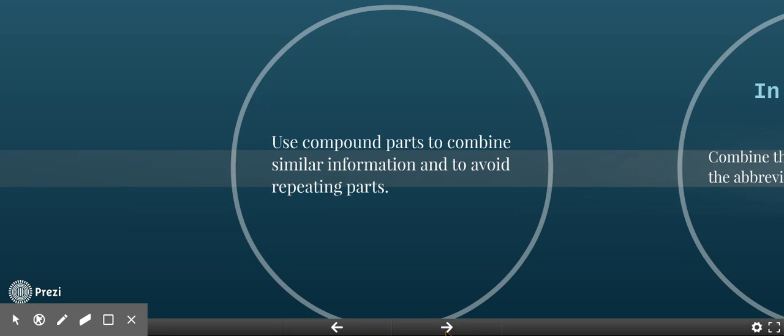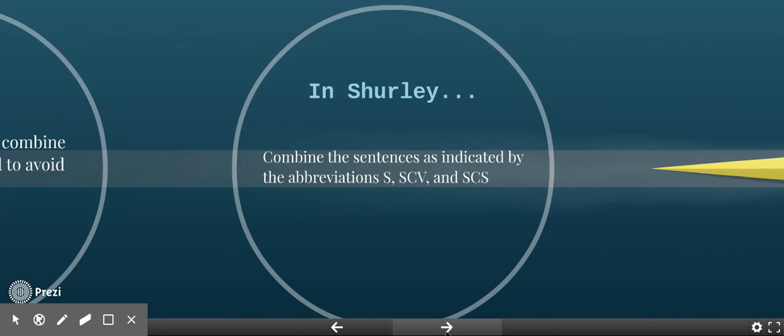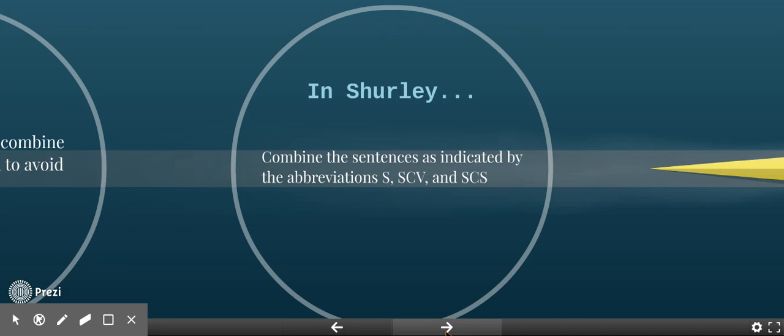Remember, in English we're kind of lazy and we don't like to repeat ourselves. And we also, as readers, don't want someone else to. We have better use of our time. Well, in Shirley, we combine the sentences as indicated by the abbreviations S for simple sentence, SCV for simple sentence compound verb, and SCS for simple sentence compound subject.